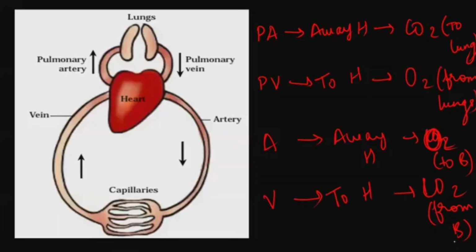So you can take a screenshot of this as this decreases the confusion, and you can go through. Just remember, arteries always take blood away from the heart. Veins bring it to the heart. When it is pulmonary, it is related to the lungs. So artery will take it away from the heart and to the lungs, and the pulmonary vein will take it to the heart from the lungs. So now let's move ahead.